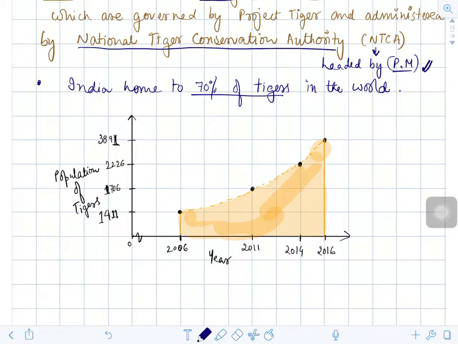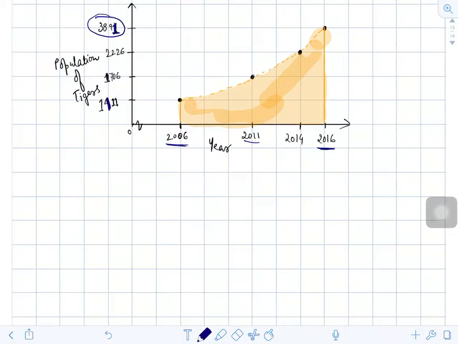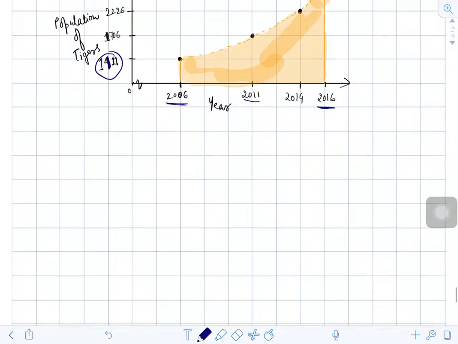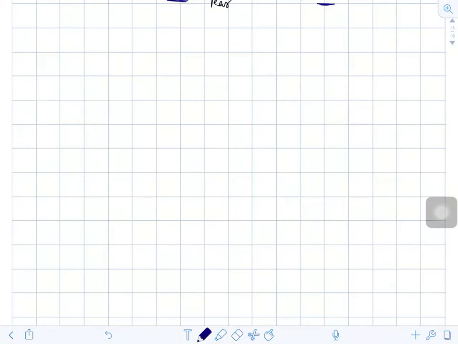Okay, so this trend has been increasing from 2006 onwards. As you can see, in 2006 it was 1411. Okay, the population of tiger was 1411. With government efforts and community participation, in 2016 it has increased to 3891. Okay, this is the increase in the population, 1411 to 3891. There has been a threefold jump in a decade.